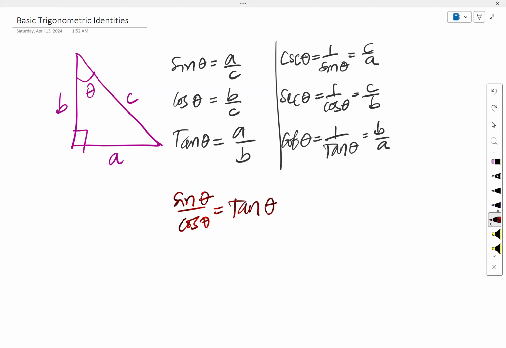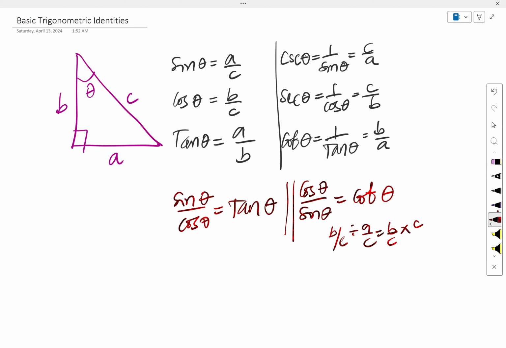We can also extend that to the idea of cot, knowing that cos theta over sine theta is the same thing as cot theta. Cos theta is B over C, and sine theta is A over C, so you have B over C times C over A. Cancel this out, and you have B over A, which is cot theta. That's well established.